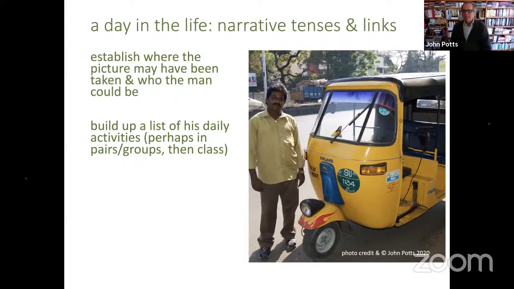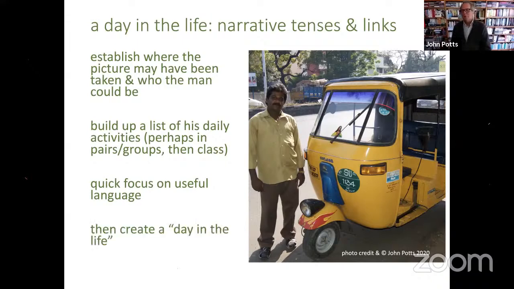And build up a list now of his daily life. What does he do in a day, a typical day? And then focus on some useful language that you might need, like first and later, and at lunchtime and in the afternoon. And then finally create a day in the life of this person. Okay, so yes, definitely South India. Yeah, you can even see the state if you look carefully. Okay, so that's called a day in the life. So we have a picture, we build up from it a list of activities, and then we write a day in the life. And the students can write that for homework, for example.